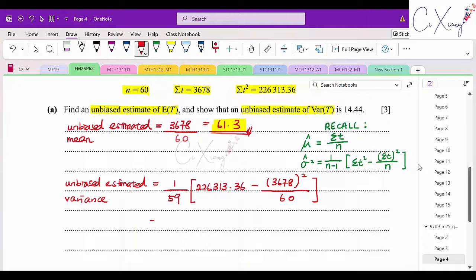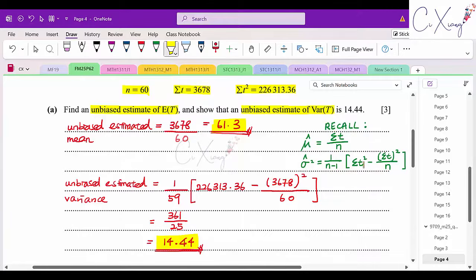Okay, and just press calculator and try to get the value. So if you press calculator, I think you'll get a fraction like this, 361 over 25. And if you change it to a decimal number, by right, you should be having 14.44, which is the value that they want us to show. Okay, so this is what we have for our part A. So you just apply it according to the formula. That's it. It is a very straightforward question.